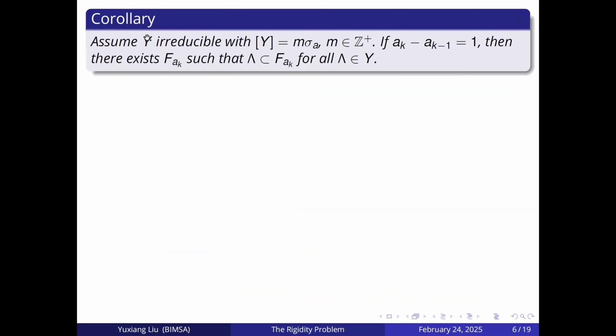And in particular, if Y is irreducible and the class of Y is a multiple of a Schubert class, then if a_k minus 1 equals 1, there exists a subspace of dimension a_k that contains all the k-primes in Y. It is just a translation of the previous proposition. And we can also see that the dimension of the intersection of lambda and F_{a_k} is at least k.